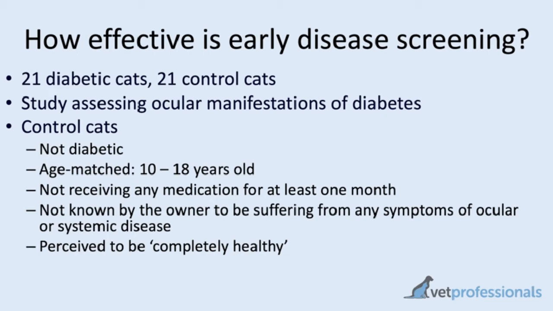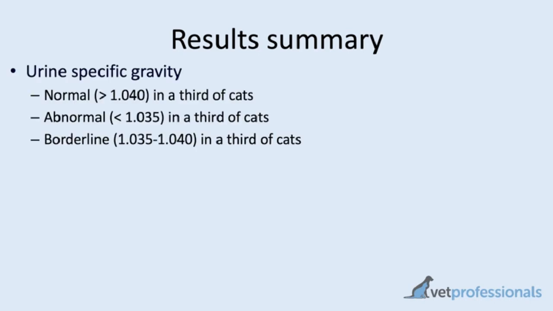So from our perspective at the clinic, these were all cats that had been into the clinic within the previous year. They were healthy cats to look at. And of course, I wouldn't be talking about them if they were completely healthy. What we found when we did our detailed assessment was that from a urine-specific gravity perspective, a third of the cats had abnormal urine-specific gravity, a third were borderline, and a third were normal.